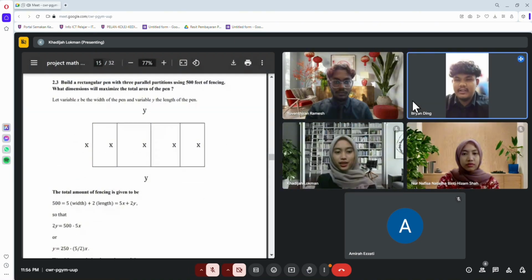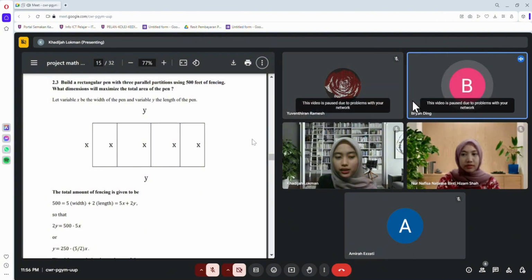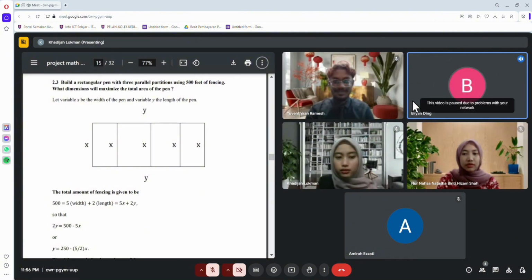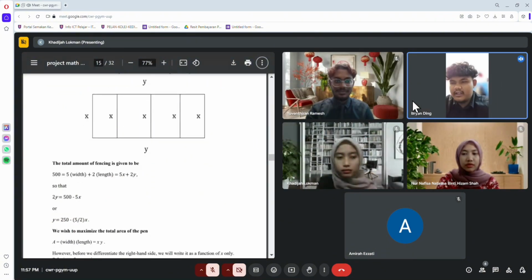So the third question is, build a rectangular pen with three parallel partitions using 500 feet of fencing. What dimensions will maximize the total area of the pen? The first step is the total amount of fencing is given by 500 equals 5 widths plus 2 lengths, which is equal to 5x plus 2y. We wish to maximize the total area of the pen, A equals width times length, which is equal to xy. However, before we differentiate, we will write it as a function of x only. So substitute for y.